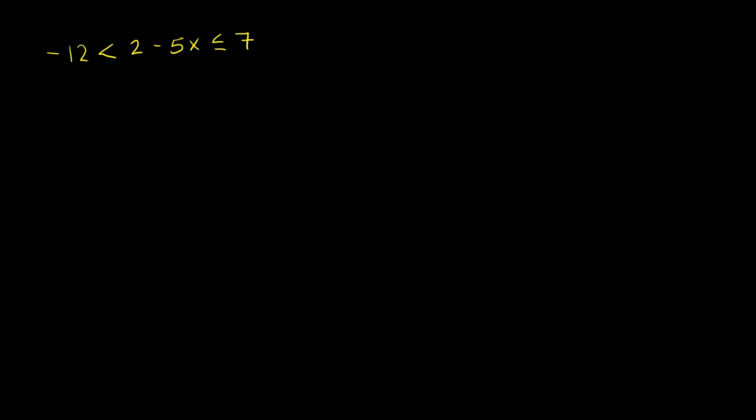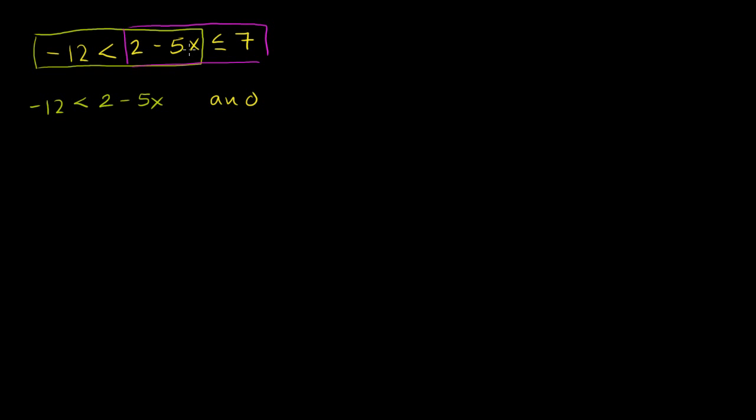So first we can separate this into two normal inequalities. You have this inequality right there. We know that -12 needs to be less than 2 minus 5x. That has to be satisfied. And let me do it in another color. This inequality also needs to be satisfied. 2 minus 5x has to be less than or equal to 7 and greater than -12. So, and 2 minus 5x has to be less than or equal to 7.